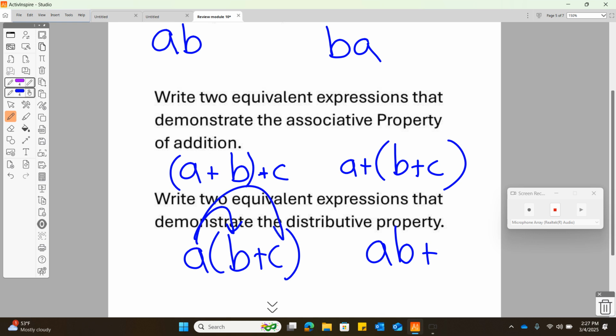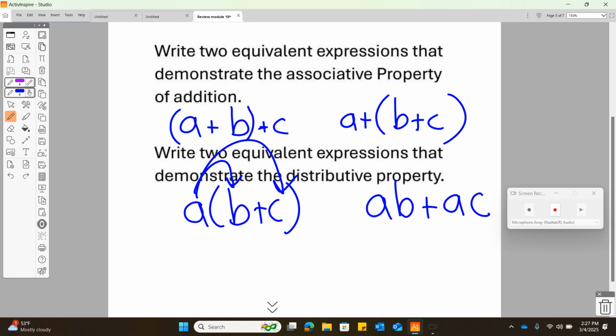AC. So on your test, I think you're going to have to, you're given a problem and it just says which property is it, and I think it's multiple choice. So you do have notes on all of your properties. I would also use that, but here's some example of how you would write them.